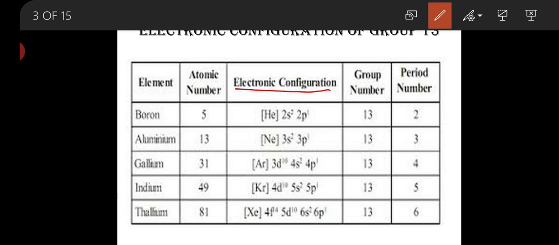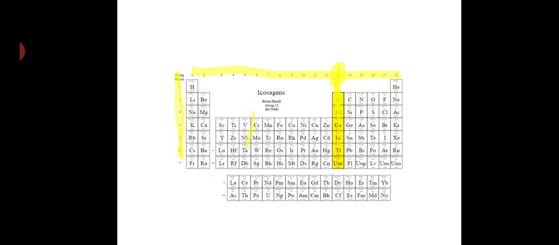So the general configuration of a p block element is given as ns2 np1-6. This is the general electronic configuration of a p block element, out of which we are going to see group 13. For group 13, this is the first position.